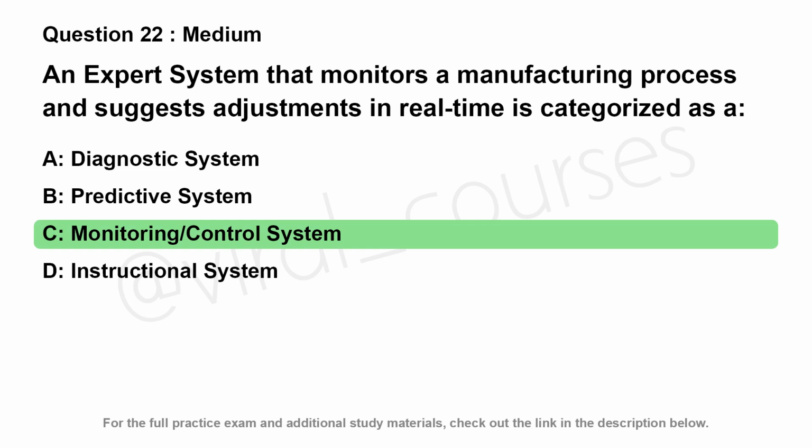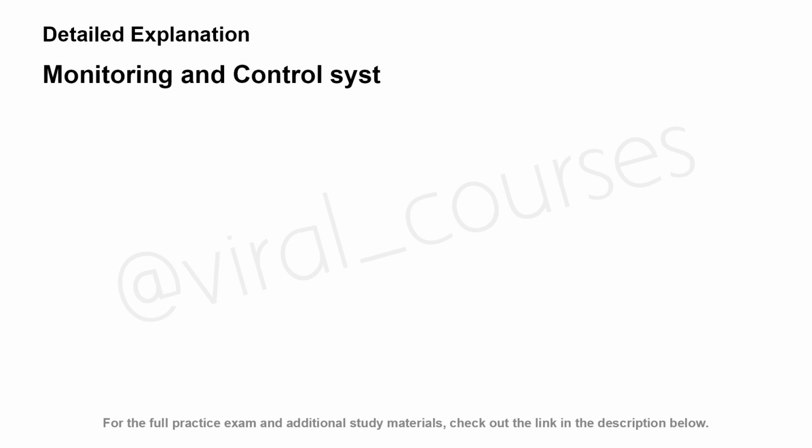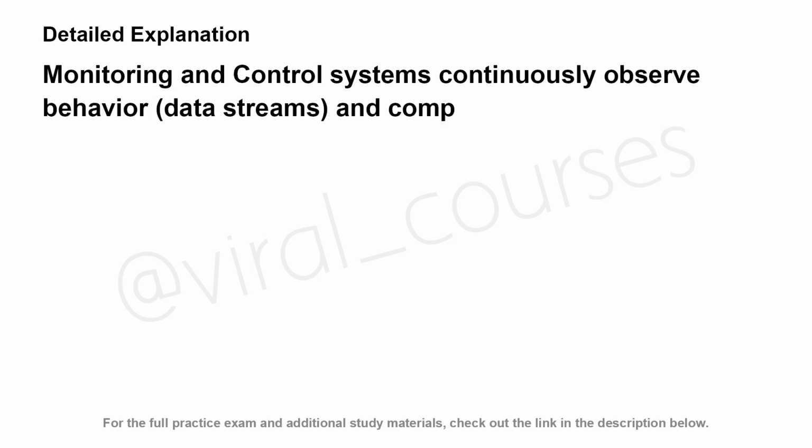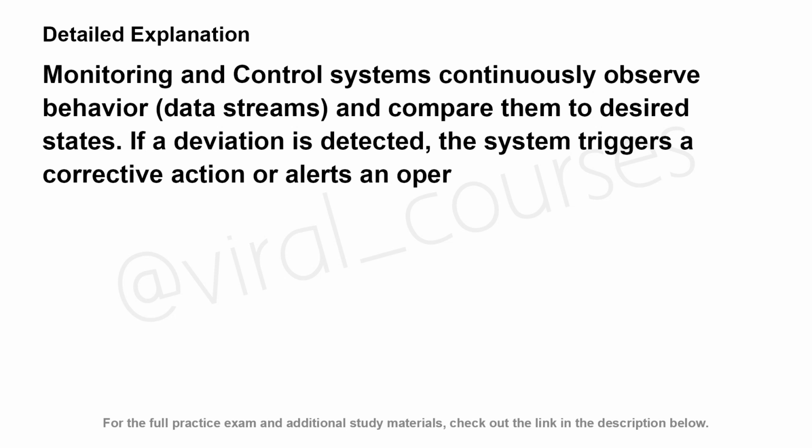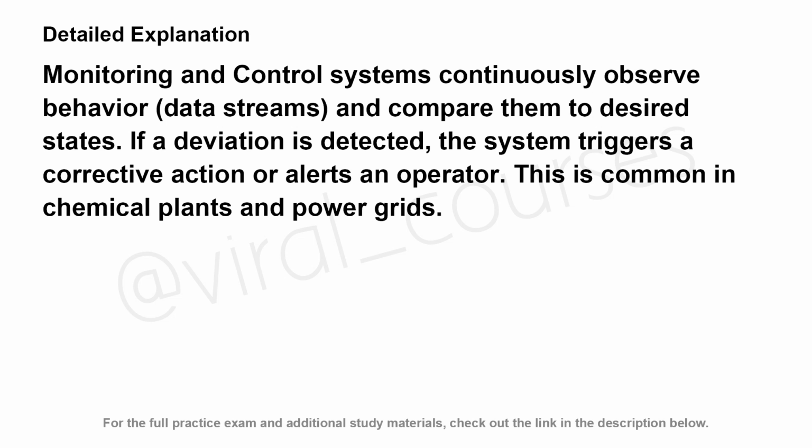The correct answer is C. Monitoring and control systems continuously observe behavior, data streams, and compare them to desired states. If a deviation is detected, the system triggers a corrective action or alerts an operator. This is common in chemical plants and power grids.